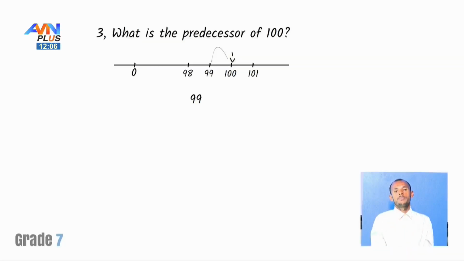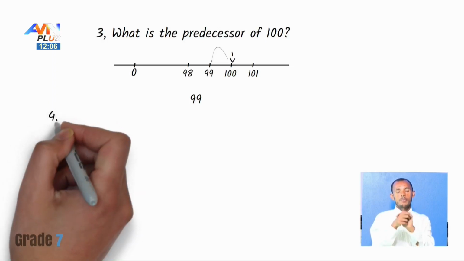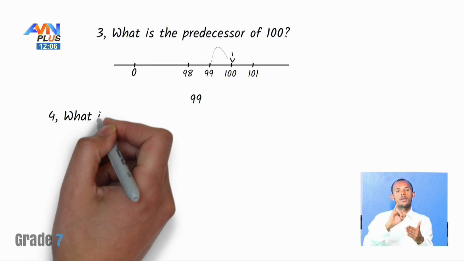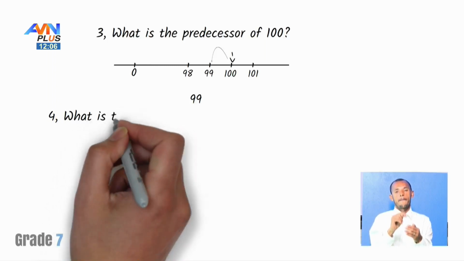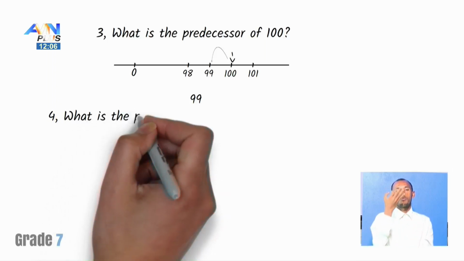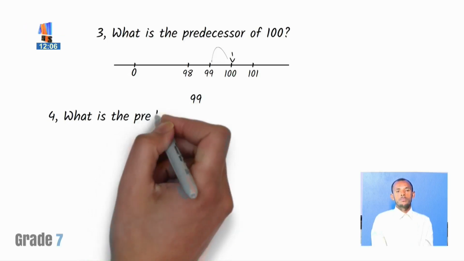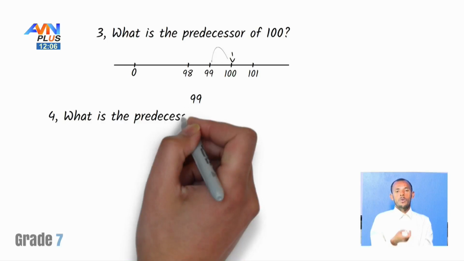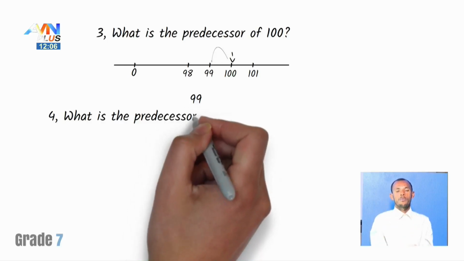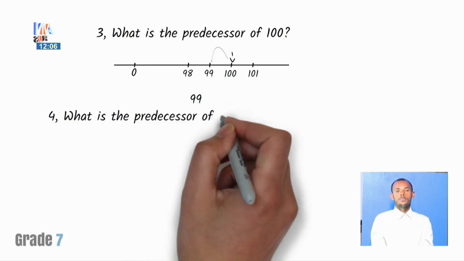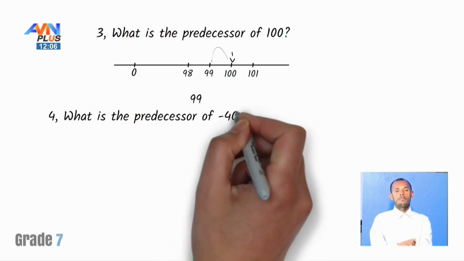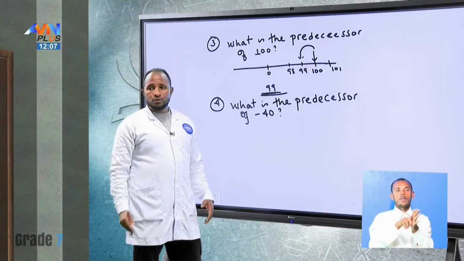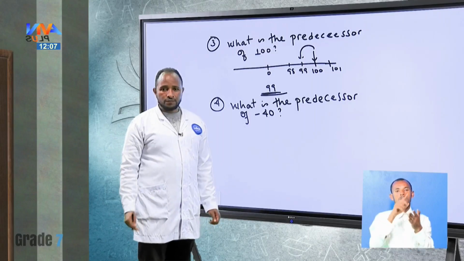Okay, one last example. Try this one. What is the predecessor of -40? What's the predecessor of -40? Please try this question. I'll give you 10 seconds for this.